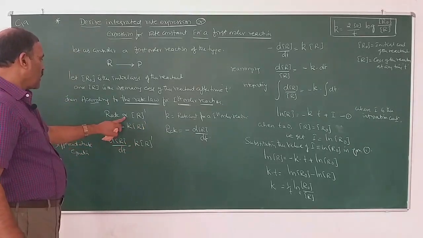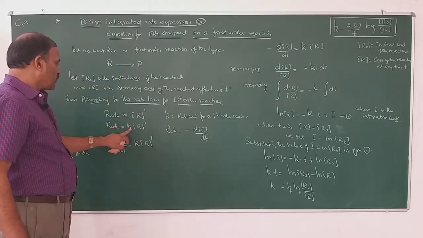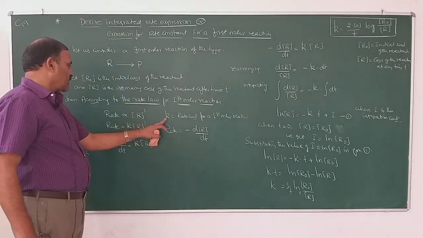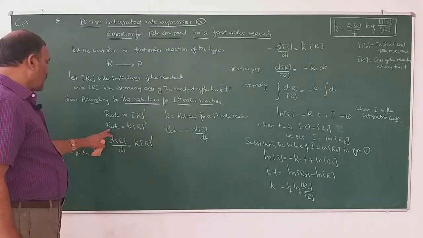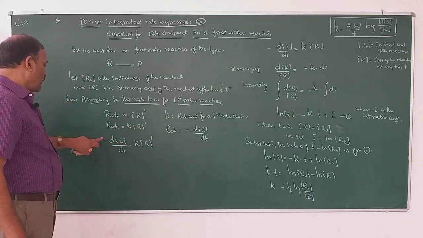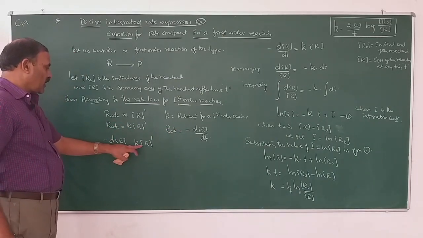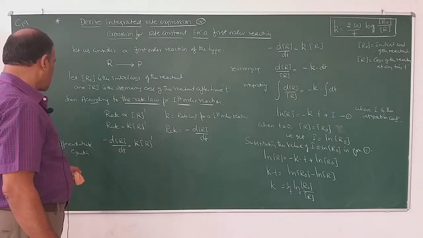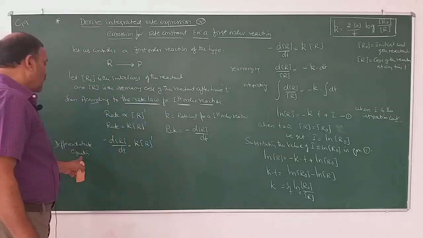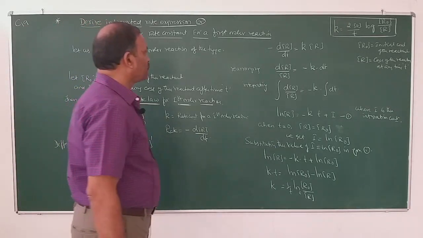So remove the proportionality sign, introduce K, R to the power of 1, where K is rate constant, and then rate equals minus dR by dt. Minus dR by dt is equal to K into R to the power of 1. So this equation is called the differential rate equation.